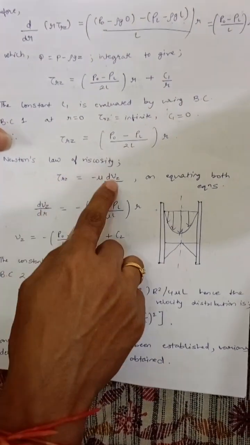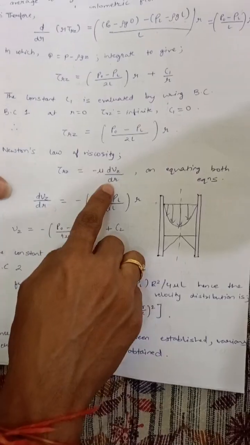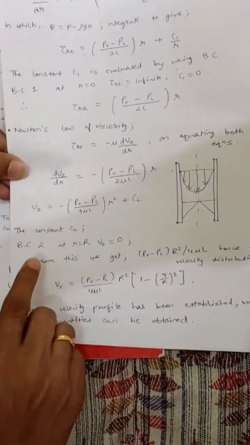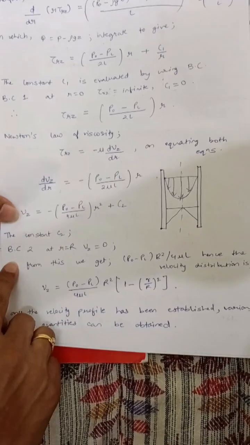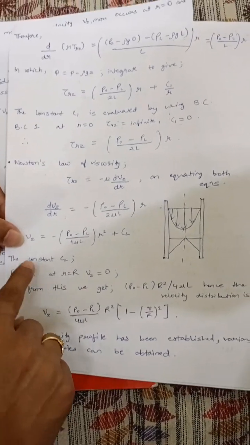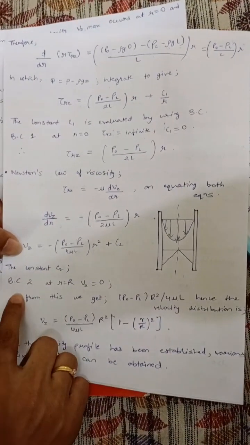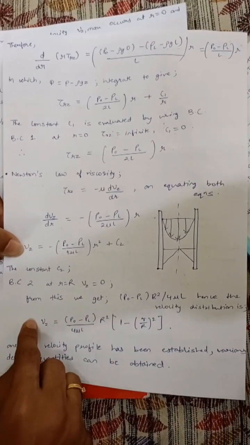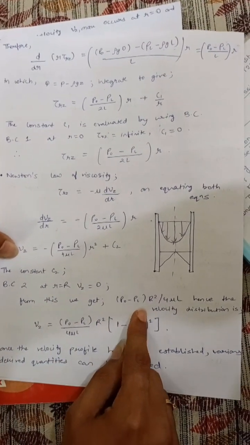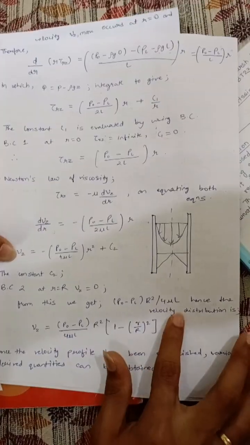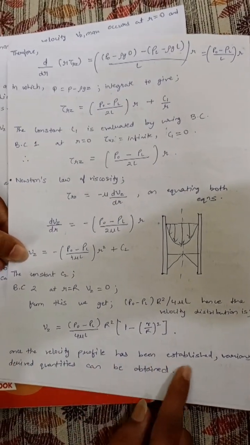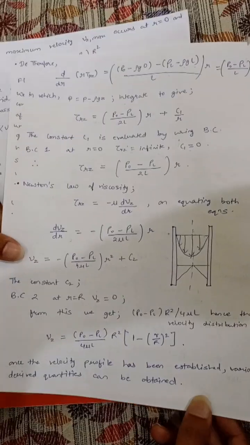Now applying Newton's law of viscosity, tau rz is equal to minus nu dVz upon dr. On equating both sides, we get this equation, and for constant c2 we apply boundary condition 2. The constant c2 is obtained from boundary condition 2: at r is equal to R, Vz is equal to 0. From this we get (p naught minus pL) R square upon 4 nu L. Hence the velocity distribution is given by this equation. Once the velocity profile has been established, various derived quantities can be obtained.